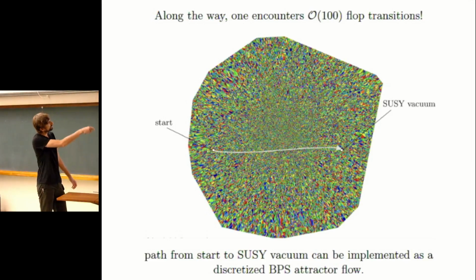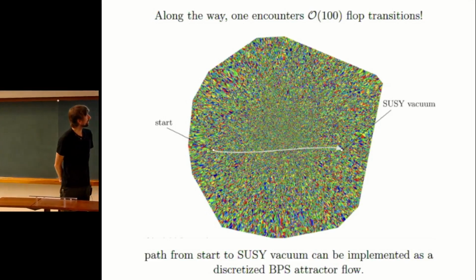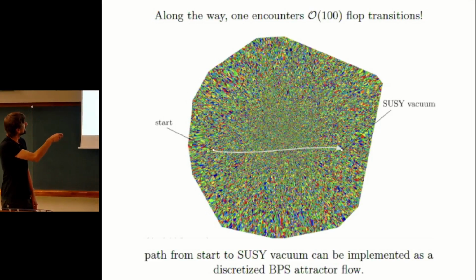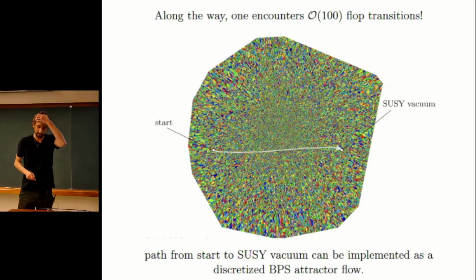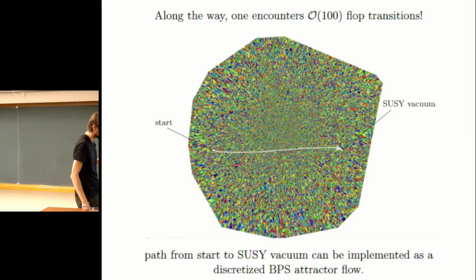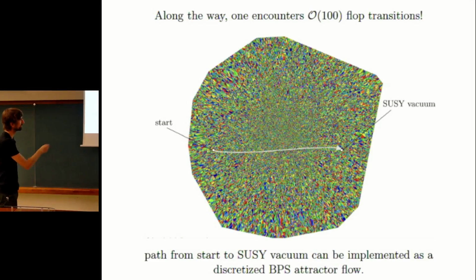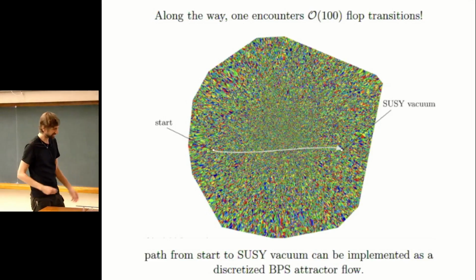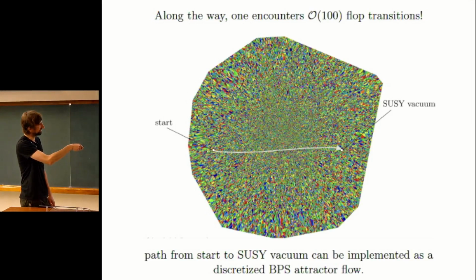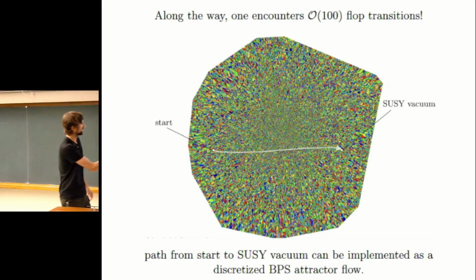However, it's still a little non-trivial because along the way, at large h11, one will encounter order hundreds of flop transitions. So here's a picture of a two-dimensional cross-section of the extended Kähler cone of the Calabi-Yau with largest Hodge number 491 in the Kreuzer-Skarke database, and each little dot here represents one Kähler cone. So one has to do this, but one can. One just has to discretize the path, and you can think about this as a discretized BPS attractor flow.